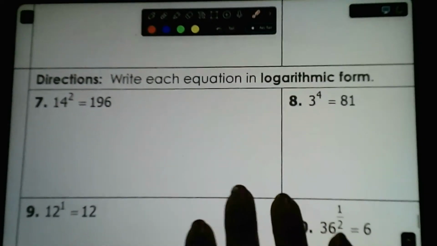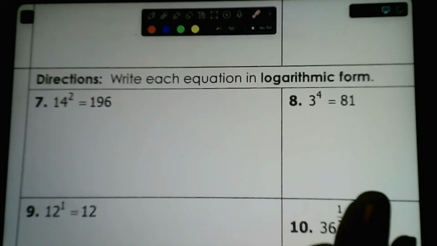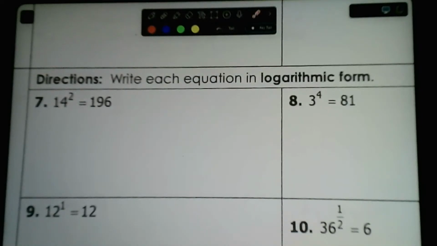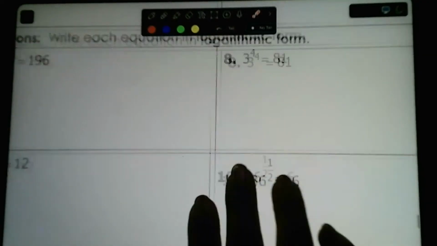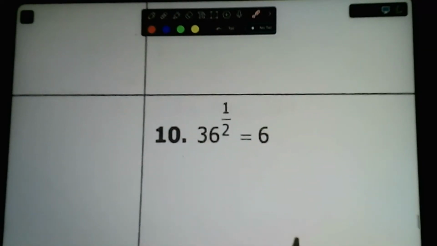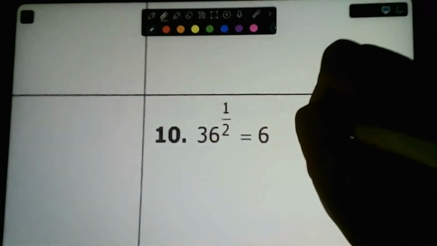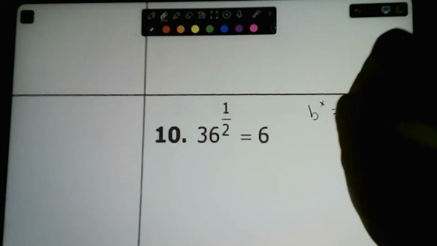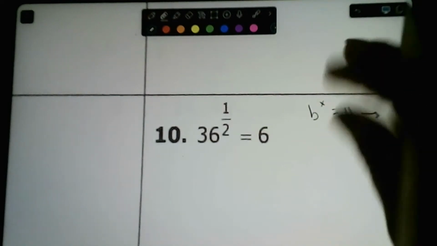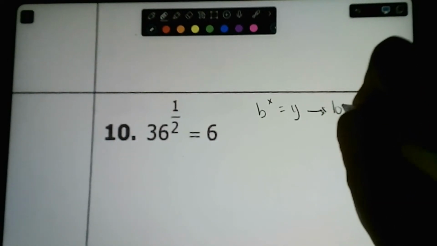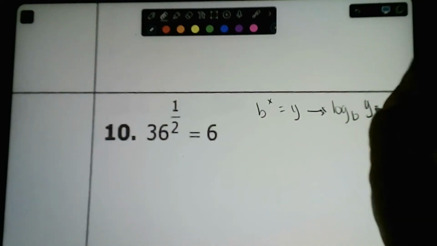And then we also had regular exponential equations going to logarithmic form. Does anyone want to see an example of this one before we move on? Can we just do 10 just in case? Number 10, just in case. All right. So remember that our recipe is base to some exponent equals some number gets converted to the logarithm of some base of some number equals the exponent.